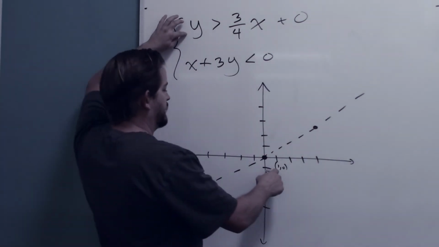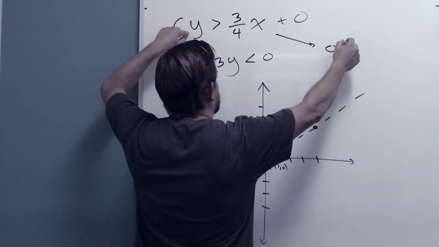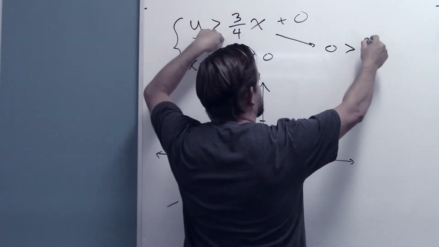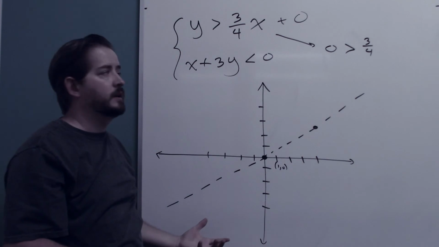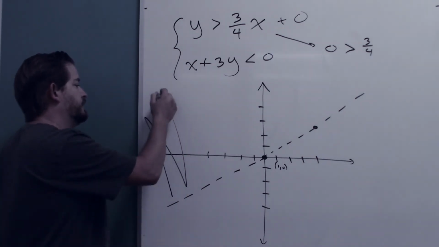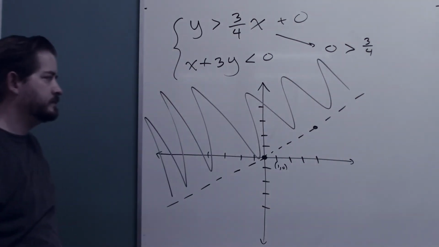If x is 1 and y is 0, that gives me 0 is greater than, because my y is 0, 3/4 times x is 1, so just 3/4. But that's false, right? 0 is not greater than 3/4. So my solution area is somewhere up here for now.